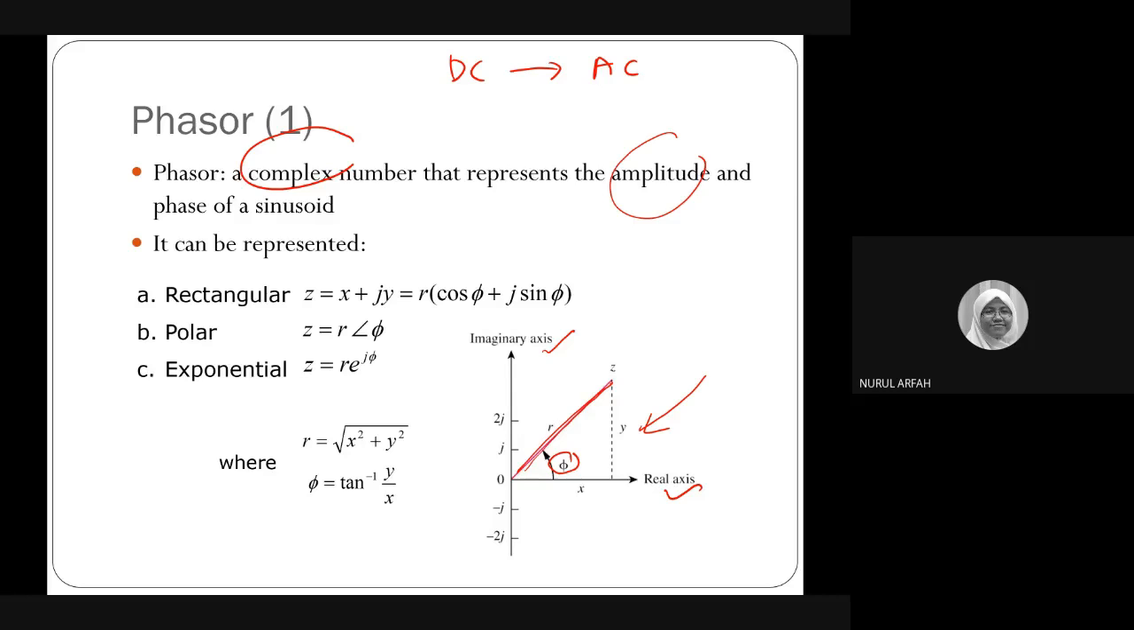So a phasor has three forms. One is the rectangular, second is polar, and the third one is exponential.